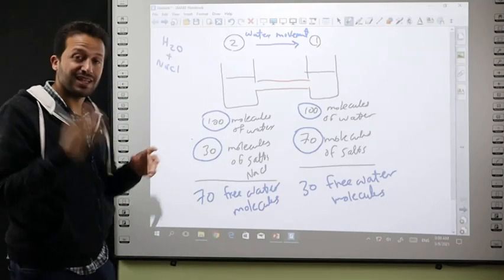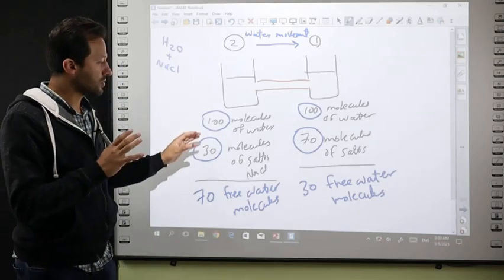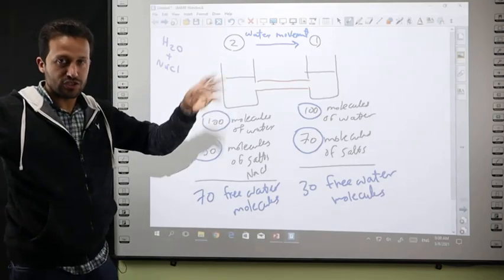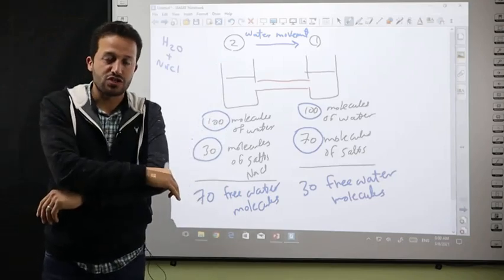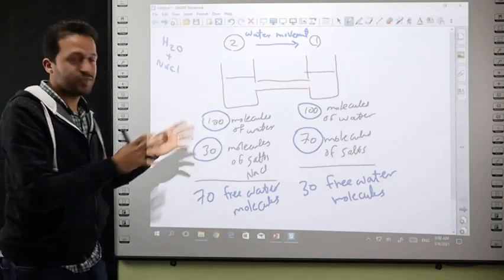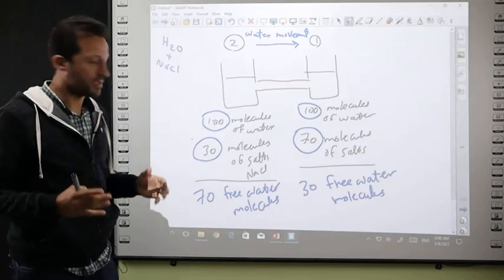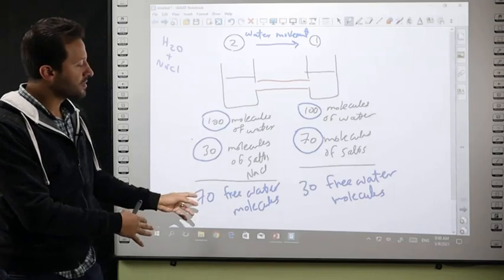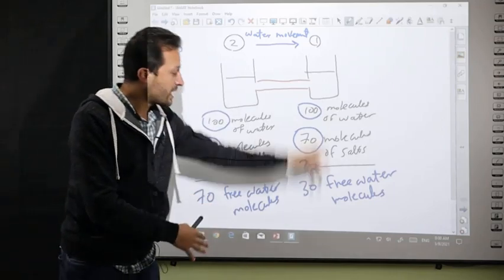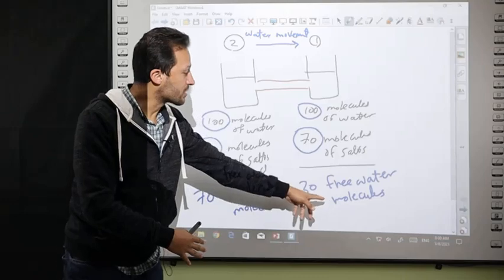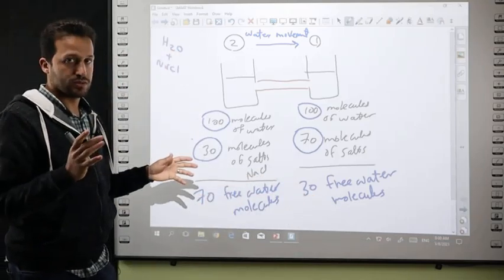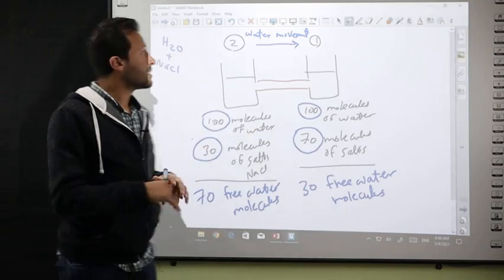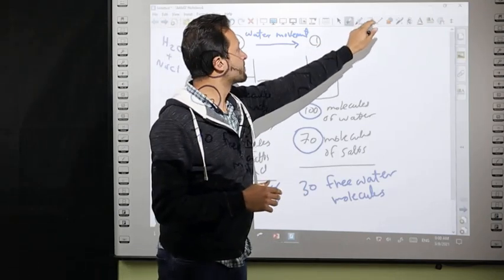Okay? The linked water and salts can't move because they are large in volume. Each water is attached to salts, so both of them can't move through the cell membrane. But the free water can move freely. So there are 70 free water molecules in cup number 2 and 30 free water molecules in cup number 1. So the water will move from 2 to 1.